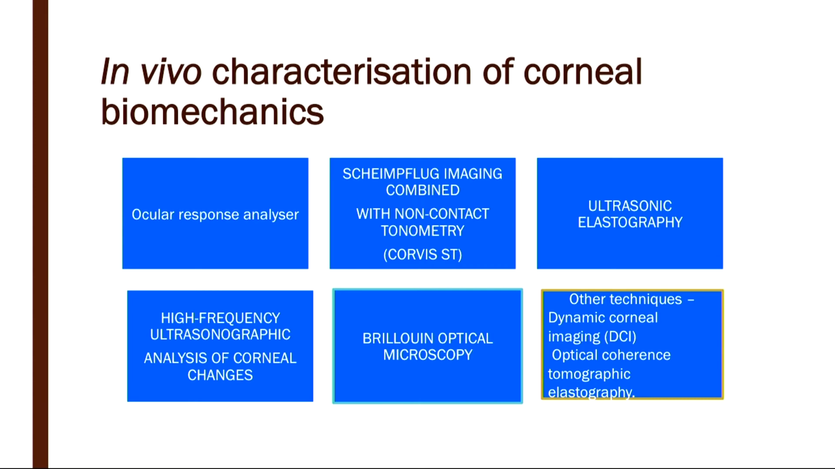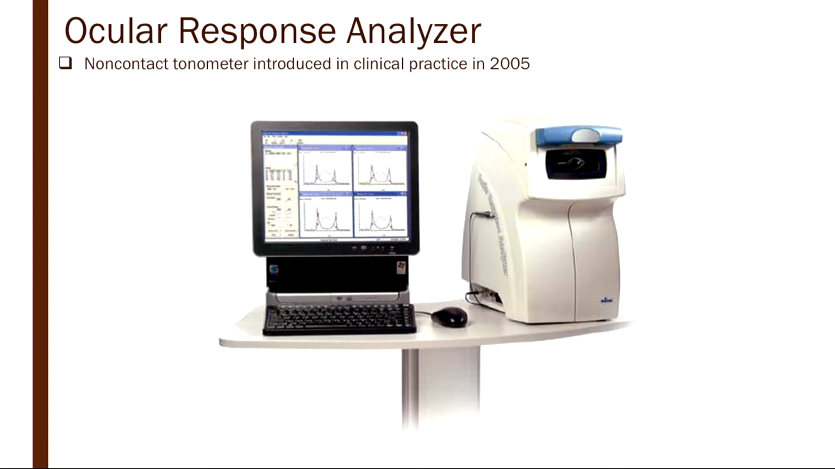Now, there are several technologies which have been used, some very complicated technologies also, but the ocular response analyzer was one of the first ones, and now we have the Corvis ST, which is Scheimpflug imaging combined with non-contact tonometry. Other things are ultrasonographic elastography and high frequency ultrasonographic analysis of corneal changes. The Brillouin optical microscopy is a new fancy term on the block, and other techniques including dynamic corneal imaging and OCT based elastographies.